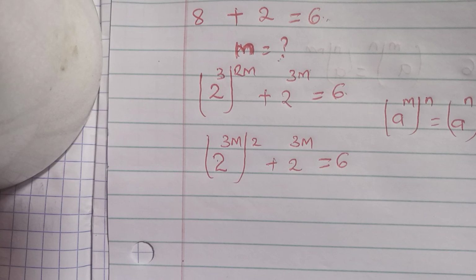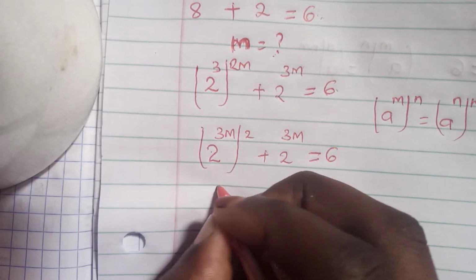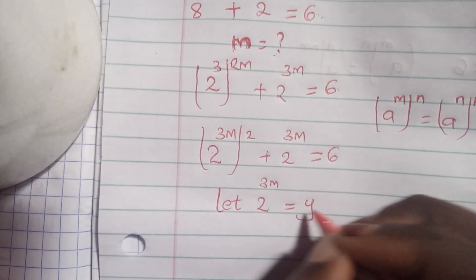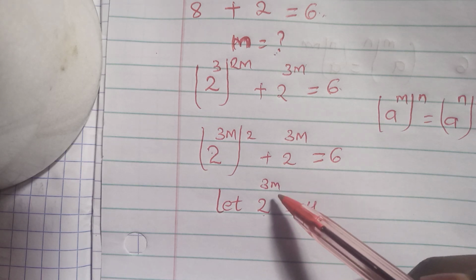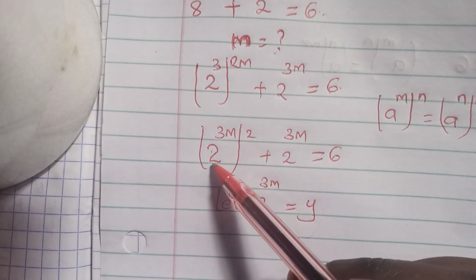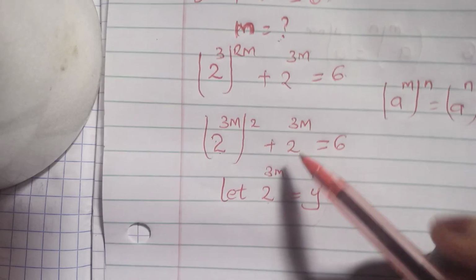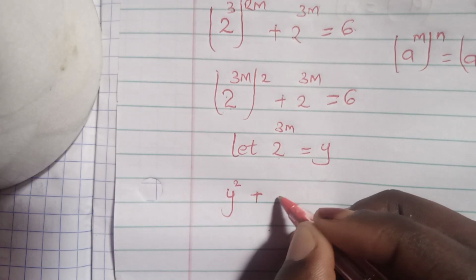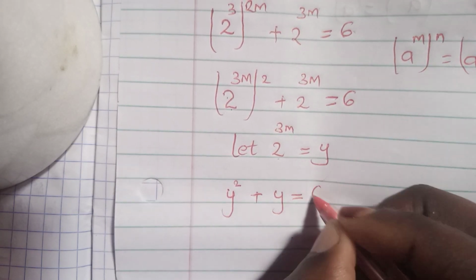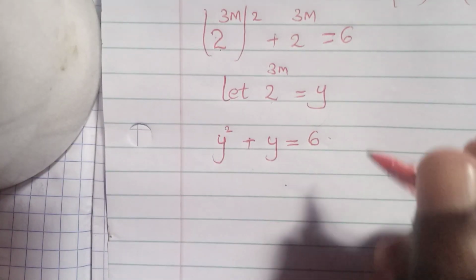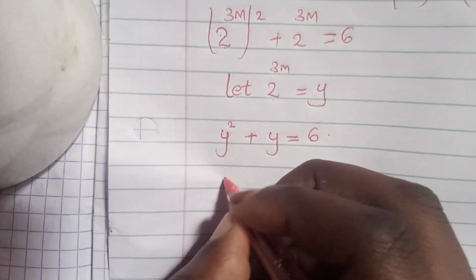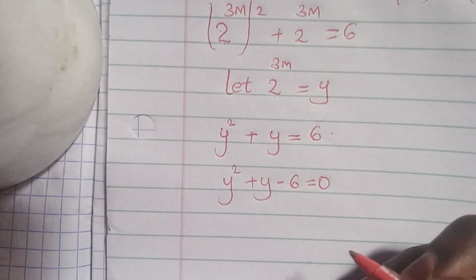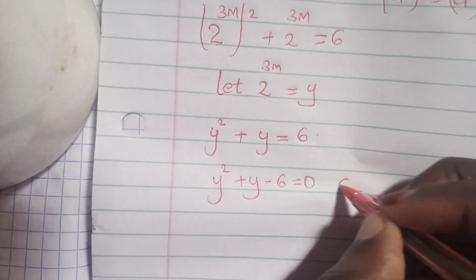You can see 2 to the power of 3m is common, it's similar. So let us use the substitution method where we let 2 to the power of 3m be equal to y. We are now substituting 2 to the power of 3m with y. So this will be y, and this will also be y, so this will be y squared plus y is equal to 6. Now let us bring 6 to the other side. Now this will be y squared plus y minus 6 is equal to 0. We have formed a quadratic equation.